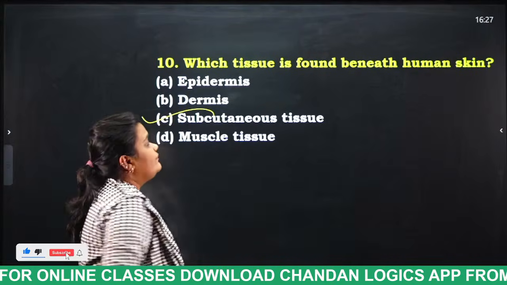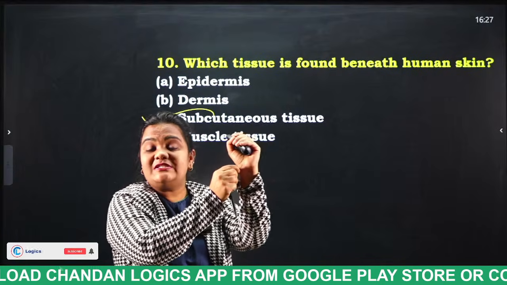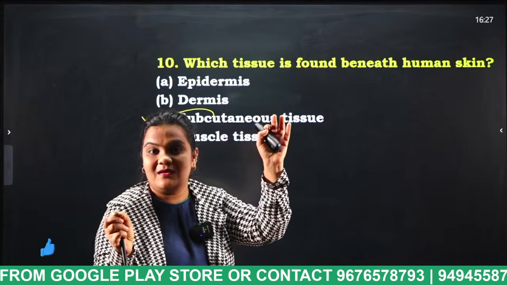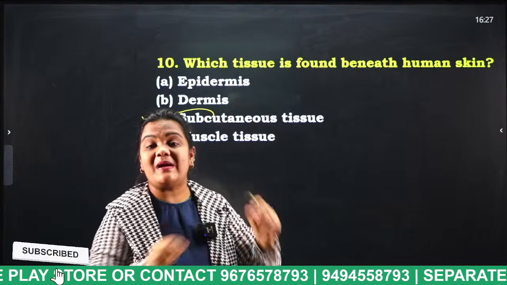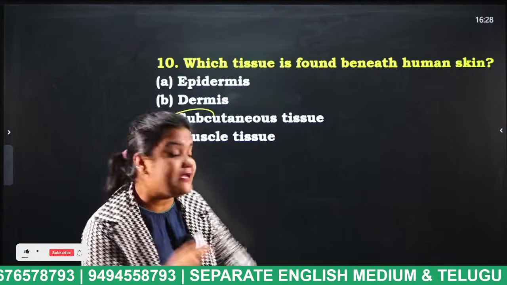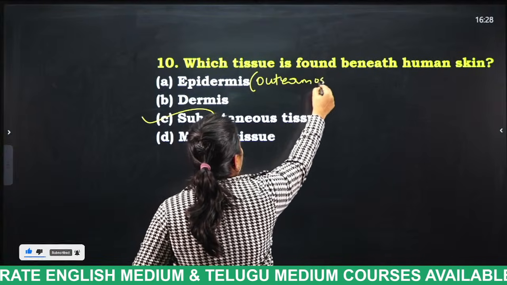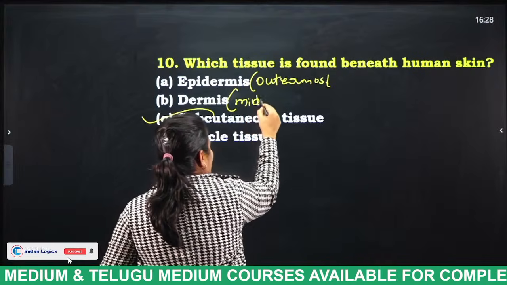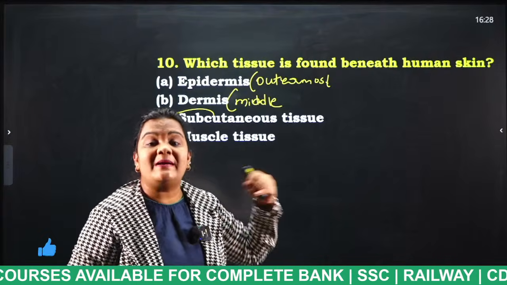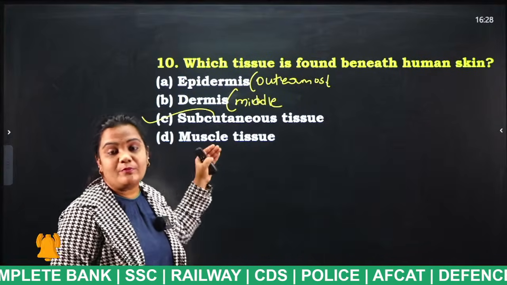The tissue which is beneath our human skin, that means the tissue which is between our skin and the muscle, is known as what, students? Subcutaneous tissue. And the outermost layer of the skin is known as what, students? Epidermis. The middle layer of the skin is known as dermis. And the tissue which is present between the skin and the muscle, beneath the skin, is known as subcutaneous tissue.